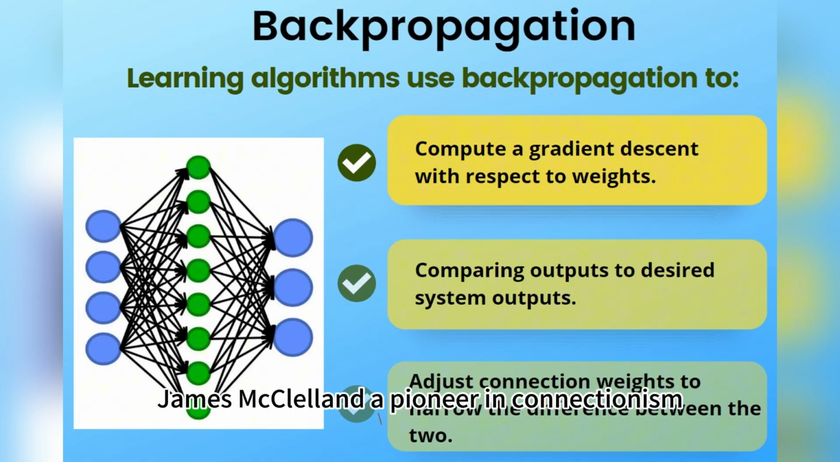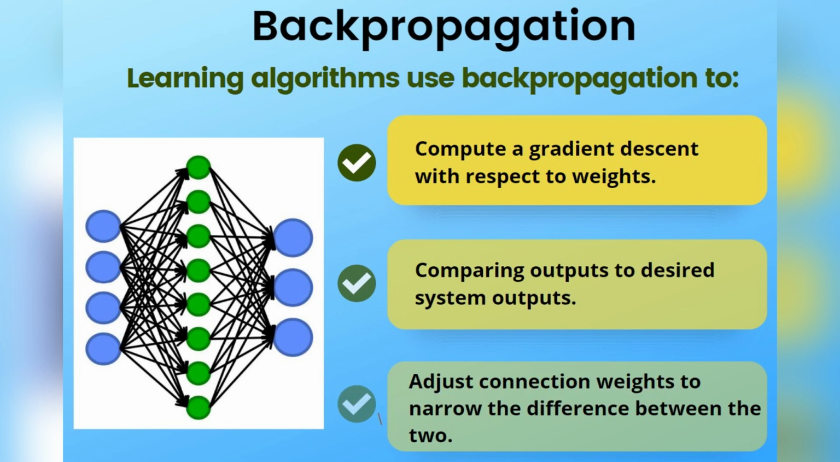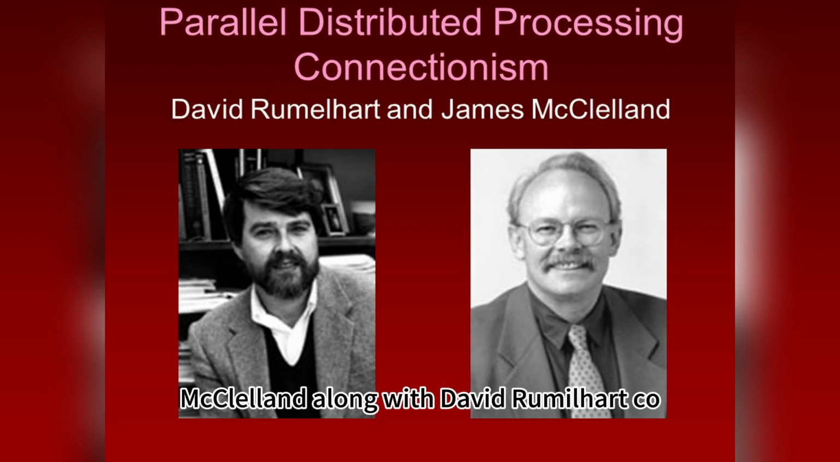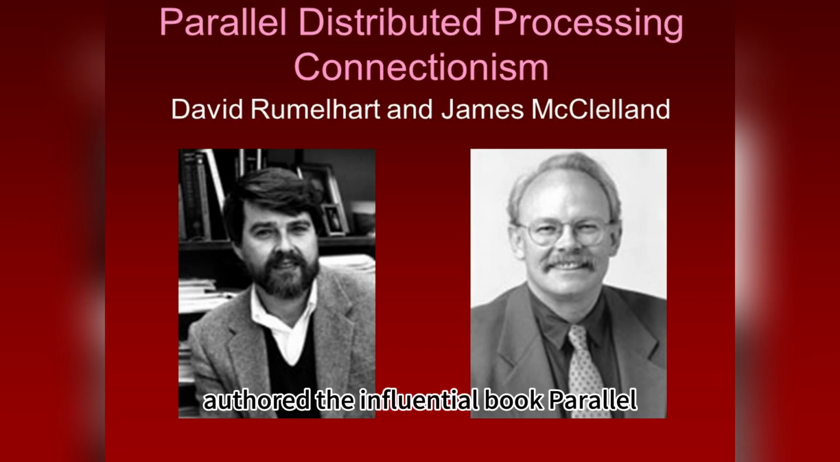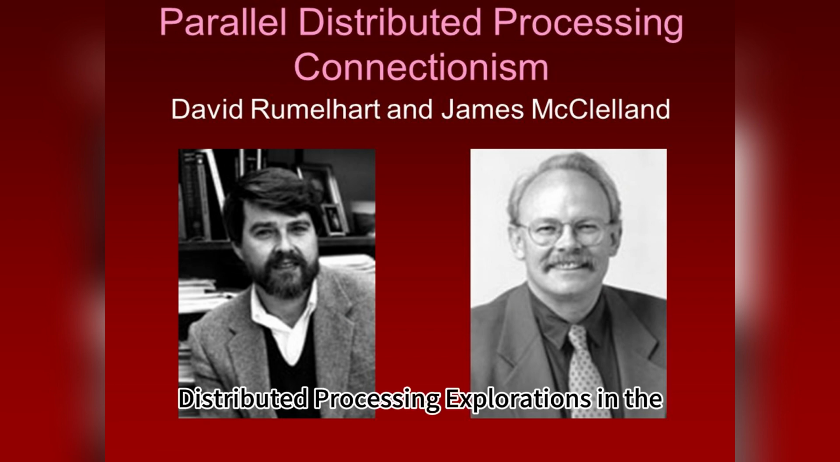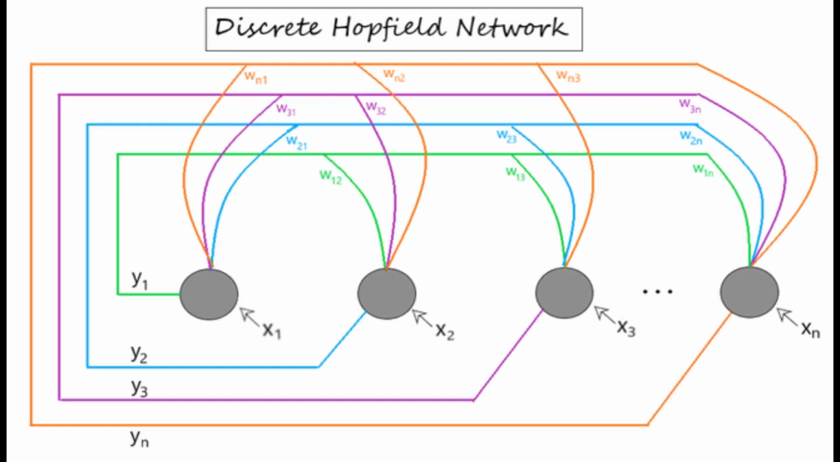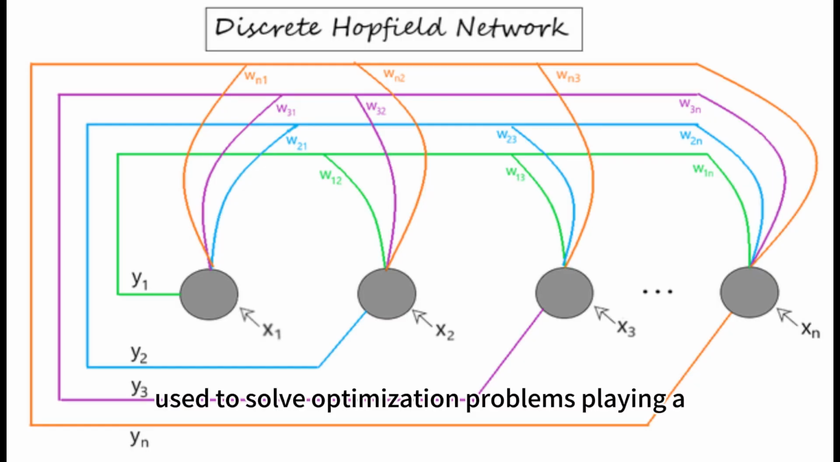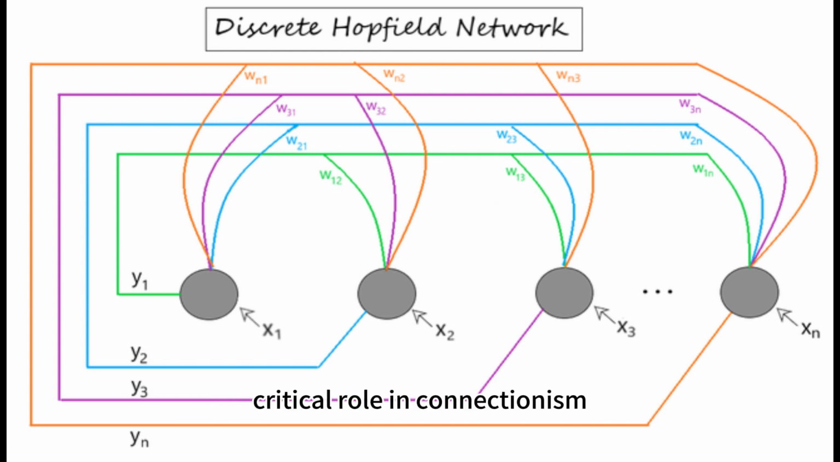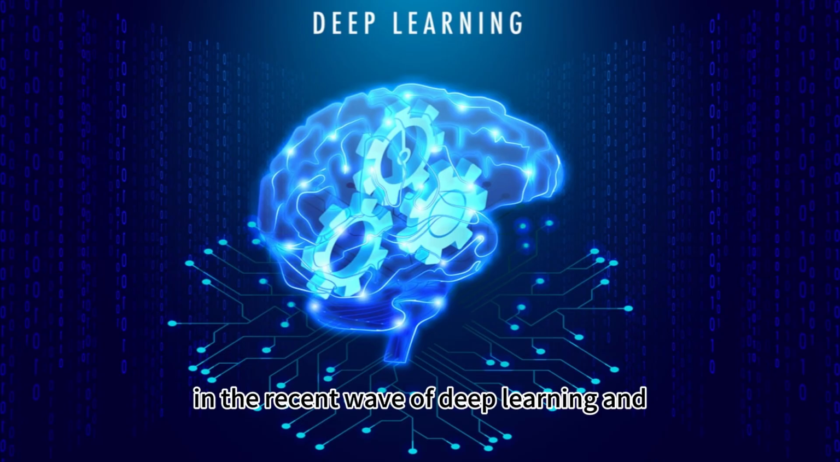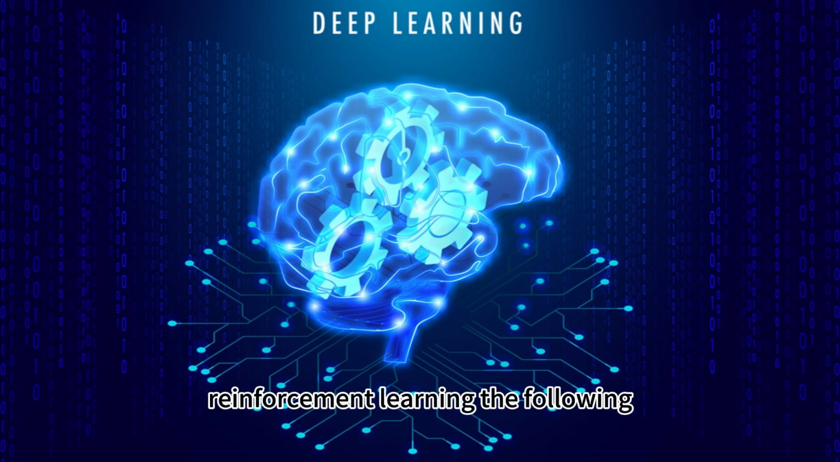3. James McClelland, a pioneer in connectionism and parallel distributed processing. McClelland, along with David Rumelhart, co-authored the influential book Parallel Distributed Processing: Explorations in the Microstructure of Cognition. 4. John Hopfield introduced the Hopfield network, a feedback neural network used to solve optimization problems, playing a critical role in connectionism. In the recent wave of deep learning and reinforcement learning, the following individuals played key roles.